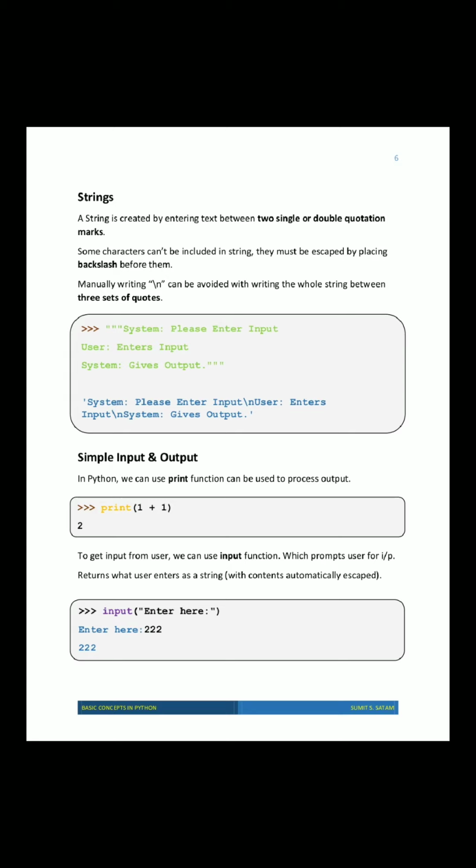So if you want to print this particular string, then you can see over here what answer is coming. You can see after every line there is a \n. So \n is a character for inserting a new line. Okay, then simple input and output, as we all know, using a print function we can print the output. Using the input function we can take input from the user. So here they have taken the input as 222 and the answer is coming the same.